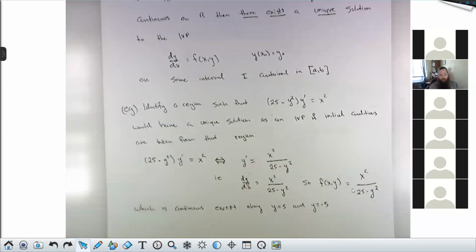All right. Now I'm using a funny bit of terminology here. I said along y equals 5 and y equals -5 because those aren't points. Y equals 5 and y equals -5, those are lines. So as long as you avoid the lines y equals 5 and y equals -5 in the xy plane, this function will be continuous.